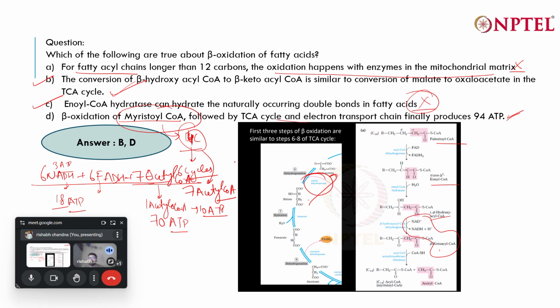Yes, so one NADH molecule when it enters the ETC yields 2.5 ATP, as per the recent convention, and one FADH2 molecule yields 1.5 ATP. So 6 NADH means it will yield 15 ATP, and 6 FADH2 means it will yield 9 ATP. So if we total these three, it comes out to be 94 ATP.